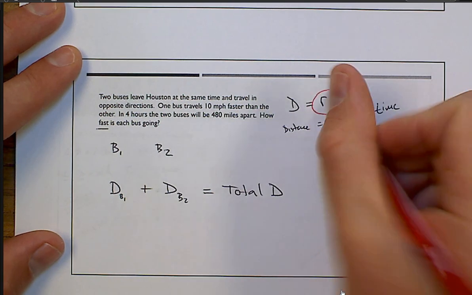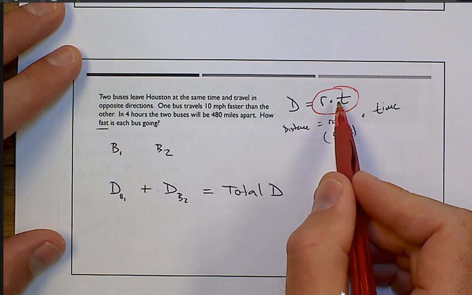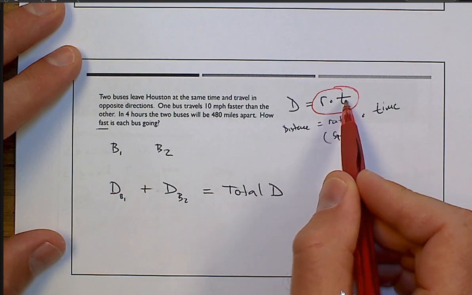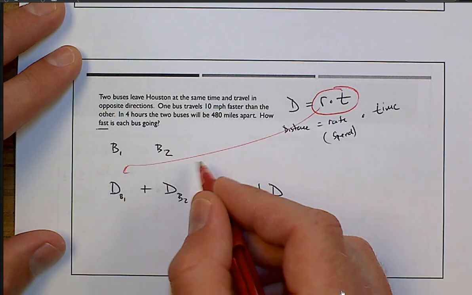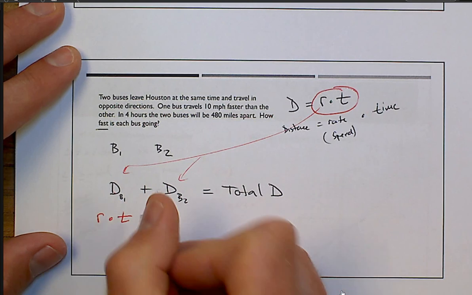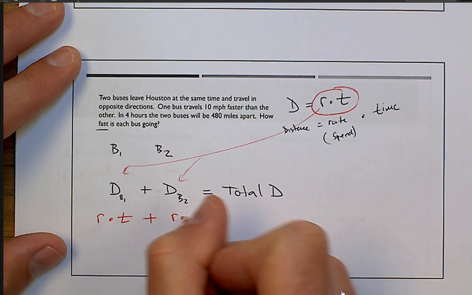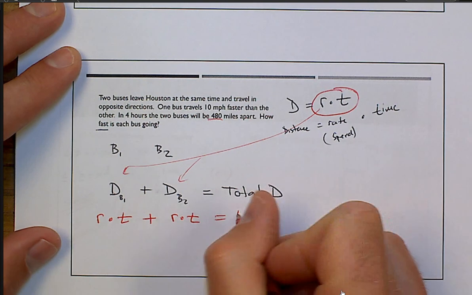Now, we all know that distance equals rate times time. So what you're going to do, instead of putting a D here, you're going to express each bus's rate and time, or substitute. Since D equals R times T, you can plug that in here and here. So we get R times T for bus 1 plus R times T for bus 2, and we know the total distance after 4 hours is 480 miles.